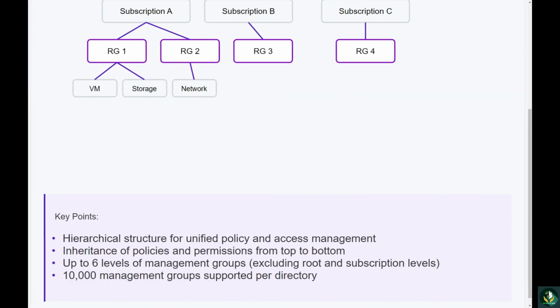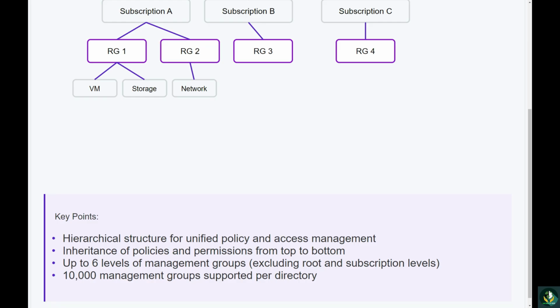Consistent governance. The inheritance model ensures that governance policies are consistently applied across your organization. It becomes easier to enforce compliance and security standards across multiple projects or departments. Flexible organization. The hierarchy can be structured to reflect your organization's needs, whether that's by department, environment type, geography, or any other logical division. Scalable management. As your Azure footprint grows, this hierarchy allows you to maintain control and visibility without becoming overwhelmed by individual resource management.